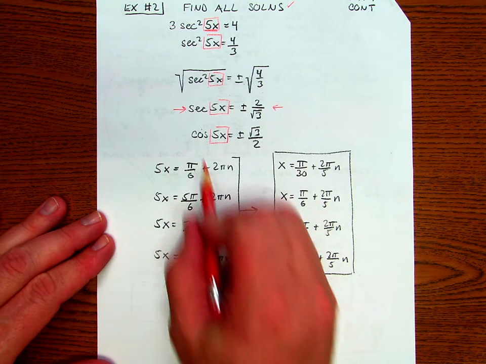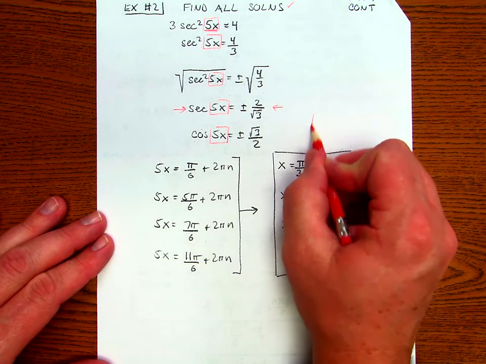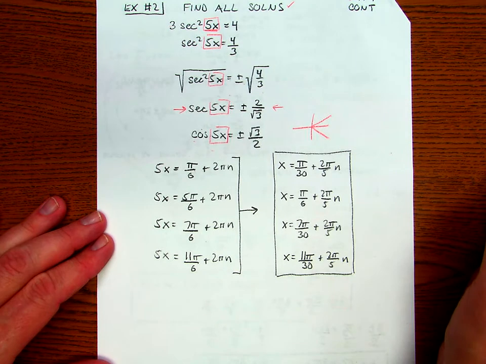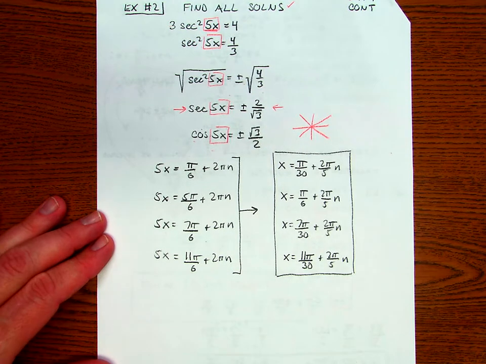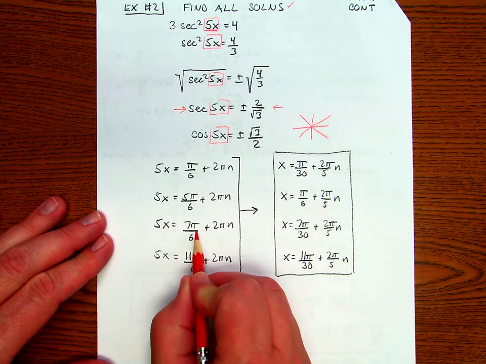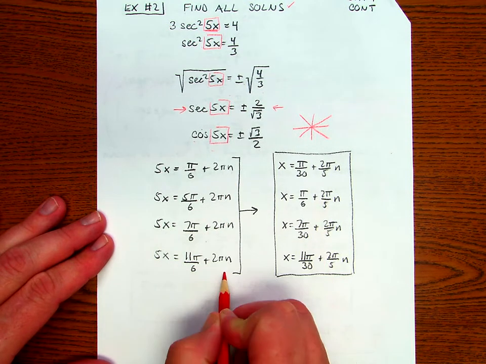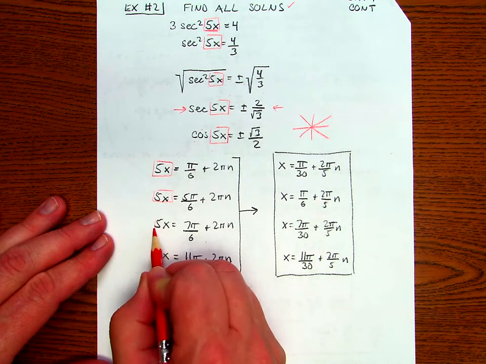Okay, so the cosine of what angle is plus or minus root 3? Well, we know cosine is positive in the first and the fourth quadrants. We know it's negative in the second and the third quadrant. So we're going to get a solution in each quadrant: pi over 6, 5 pi over 6, 7 pi over 6, 11 pi over 6. We're doing the plus 2 pi n, and what that does is that successfully solves the equation for 5x.